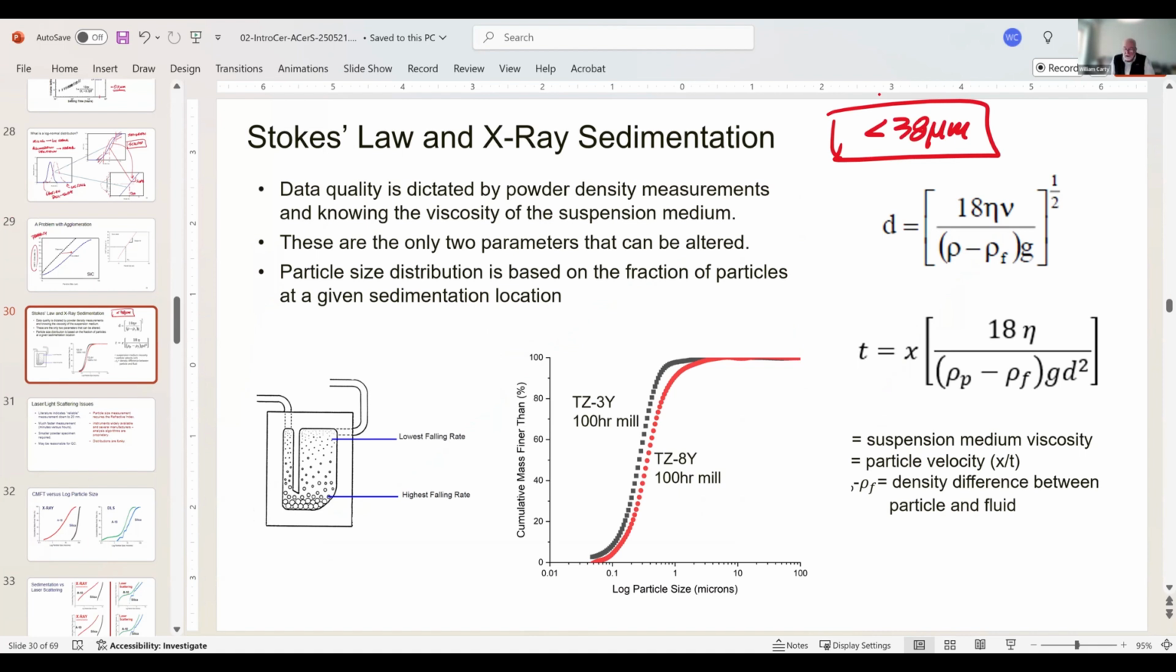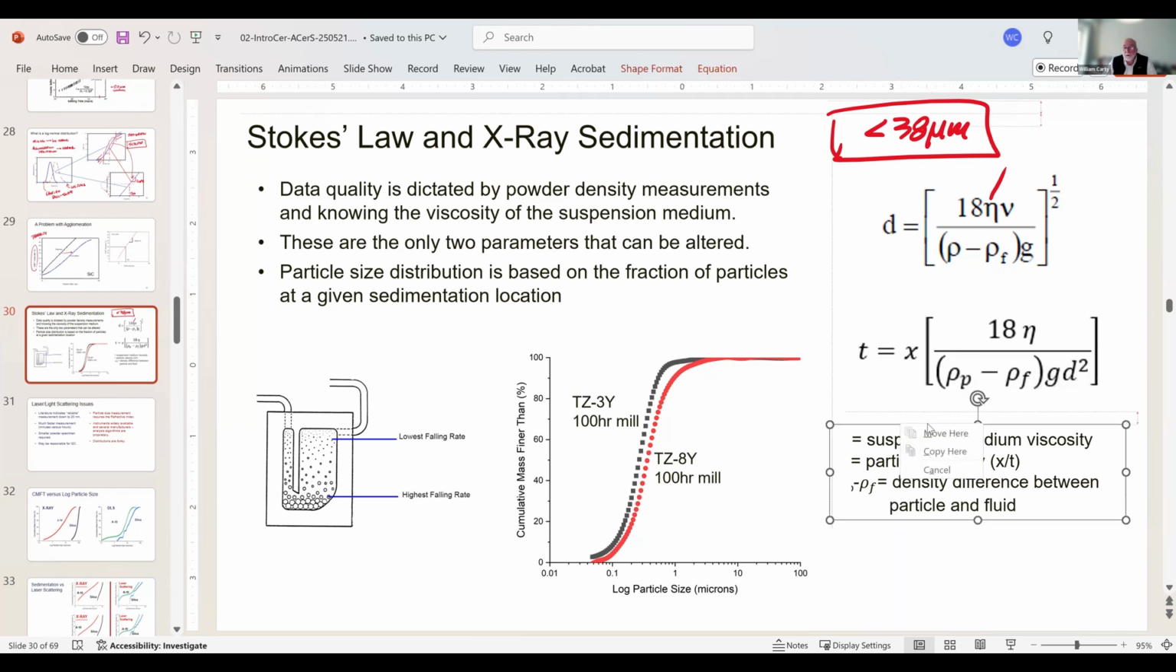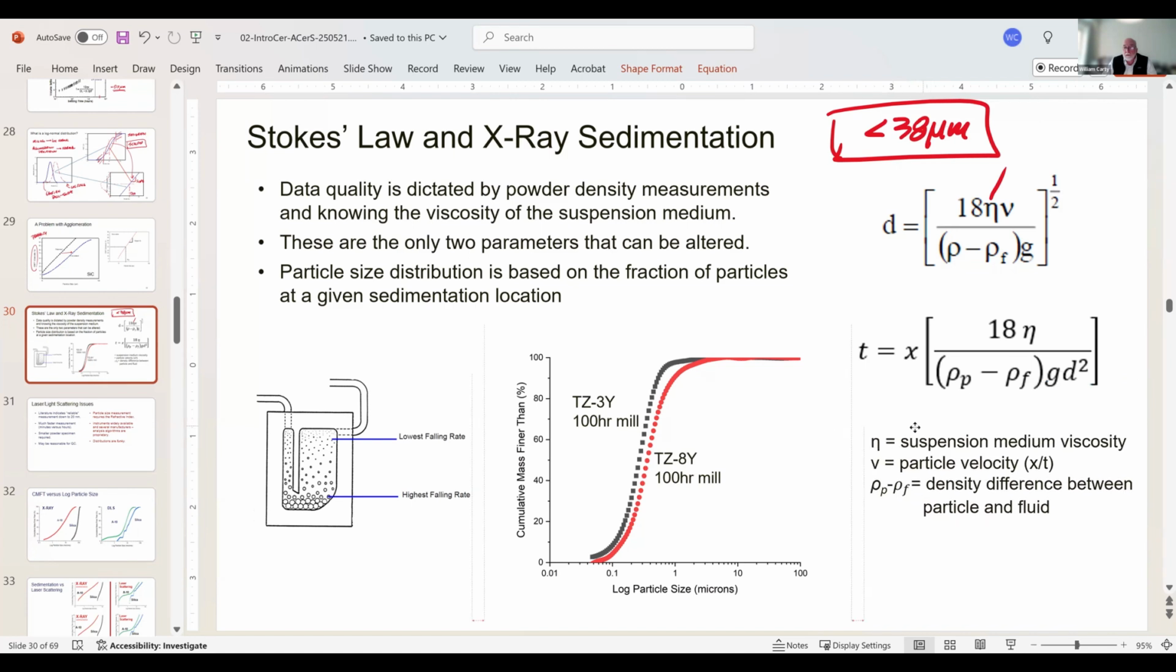It takes Stokes' sedimentation law. Diameter is 18 times viscosity. This is viscosity here. Oh, they didn't show up. Wait, I can fix that. There we go. Okay, suspension medium viscosity, particle velocity is here. And then this is the density difference between my particle and the fluid, and this is gravity.